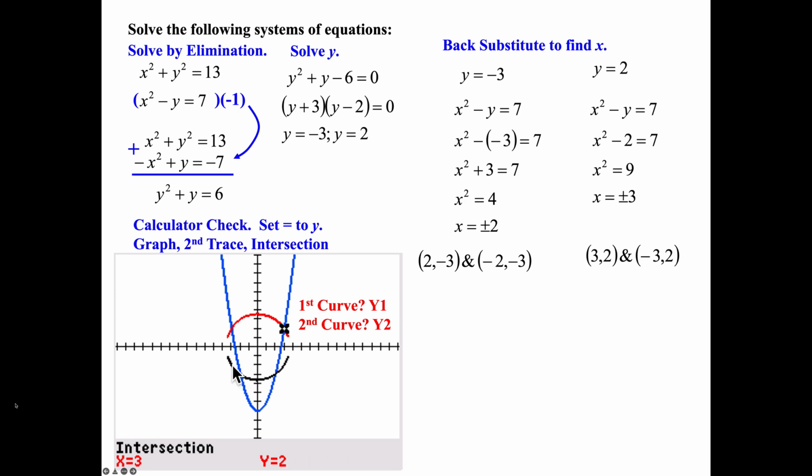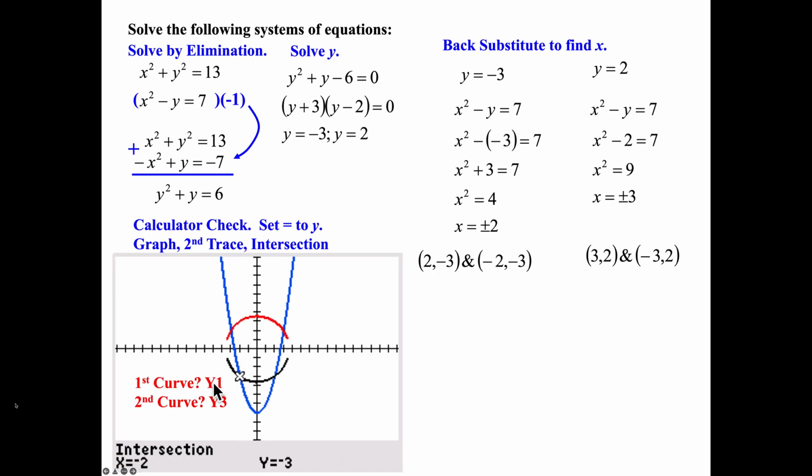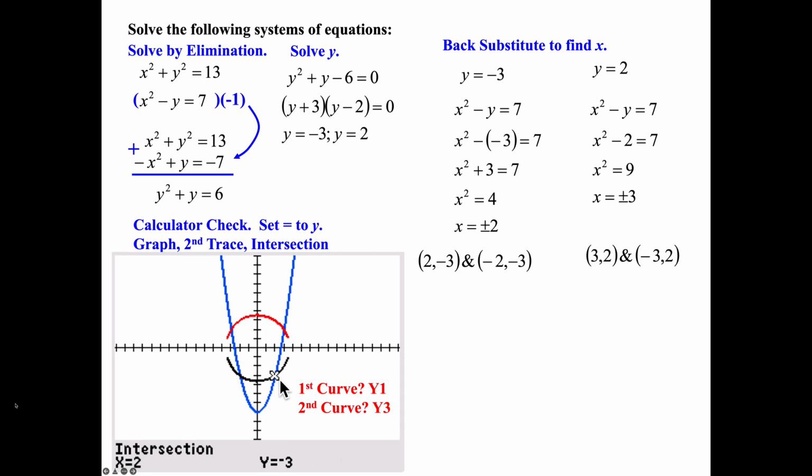For the bottom, now that black part of the curve, that's y3. So second trace, intersection, enter on y1, but now you have to hit the down arrow to get to y3. Move your cursor to the left side, hit enter. There's negative 2, negative 3. And then we'll find this intersection over here. First curve y1, down arrow again, move your cursor over, hit enter, enter. There's my 2, negative 3. So that's how you enter equations that are not functions.